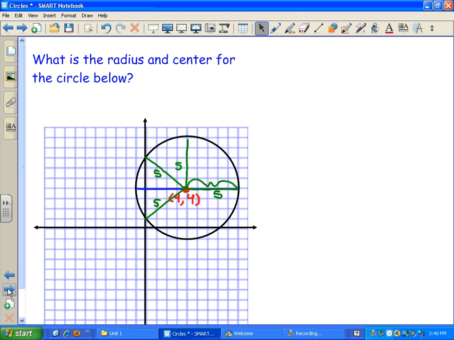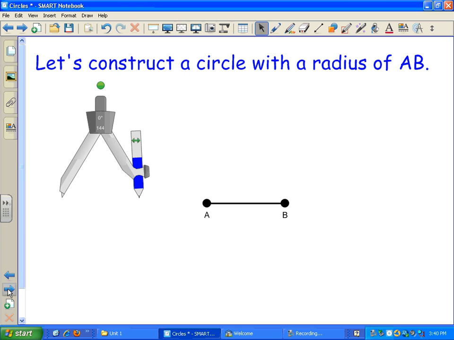Let's take a look at one more thing. For this, I want you to go ahead and take out your compass. If you need to pause your video to go find it, come on back. So we have our compass and we have a segment AB. And our job is to construct a circle that has a radius of AB.